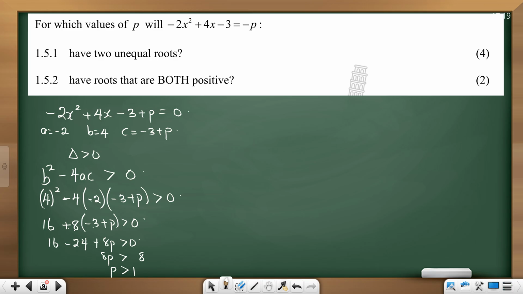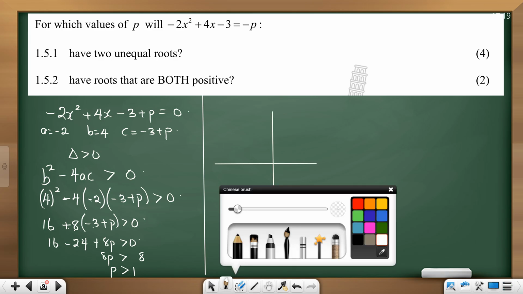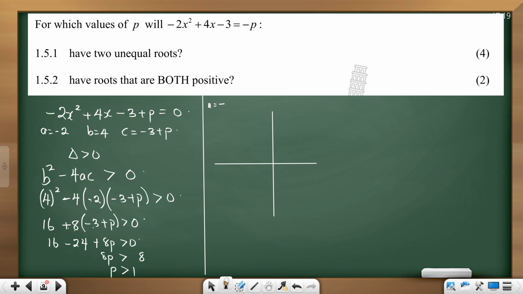Okay, next one. I want both roots to be positive. What it means is I want both x values. Look at what we mean here. Let me show you something here. I want both roots to be positive. It means when I sketch this graph, because my A is negative, it's a sad face. I want my graph to be like this. No, sorry. Both should be positive.